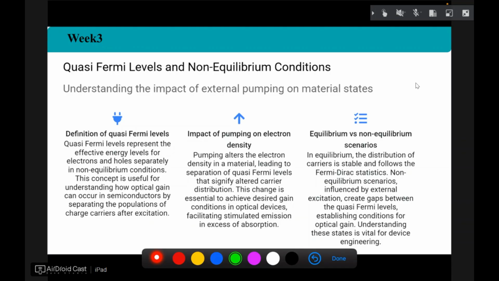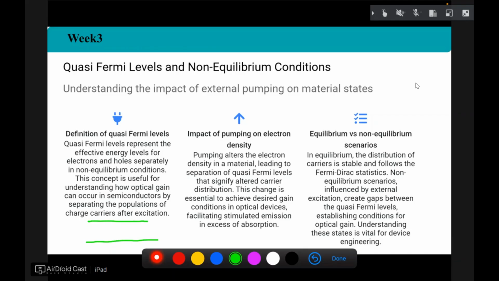So we will understand the impact of external pumping on material states. What are quasi Fermi levels? Quasi Fermi levels represent the effective energy levels for electrons and holes separately in non-equilibrium conditions, and this is useful for understanding how optical gain can occur in semiconductors by separating the populations of charge carriers after excitation.